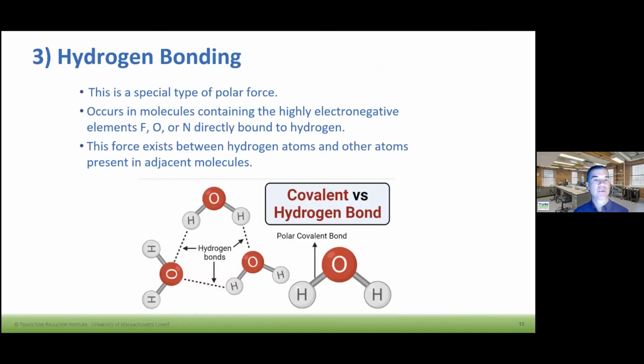The third type of intermolecular force is hydrogen bonding. This occurs when you have molecules with highly electronegative atoms, such as fluorine or oxygen, bound directly to hydrogen. This little graph shows you the difference between a covalent bond, within a water molecule with two hydrogens and one oxygen, where you've got a covalent bond between the hydrogen and the oxygen, and the hydrogen bond force that's between multiple molecules of water.